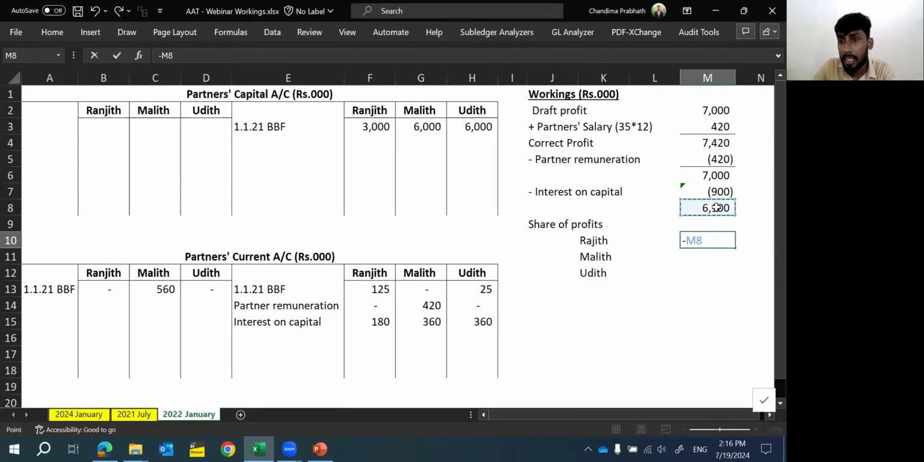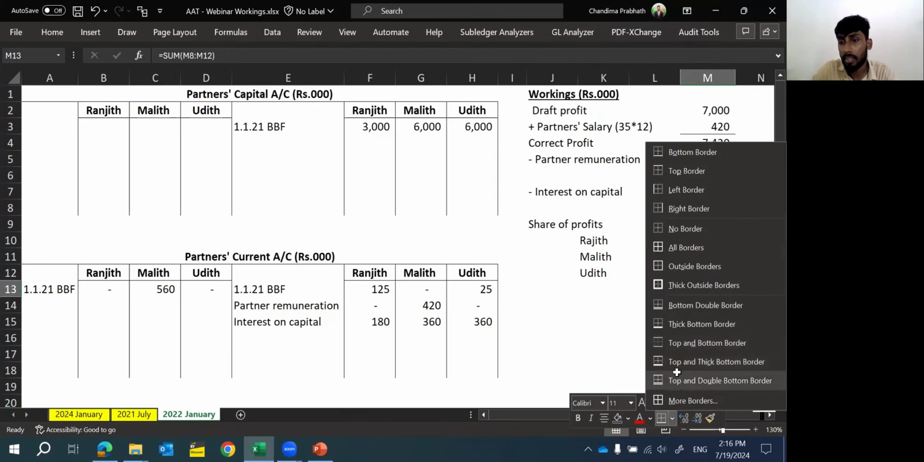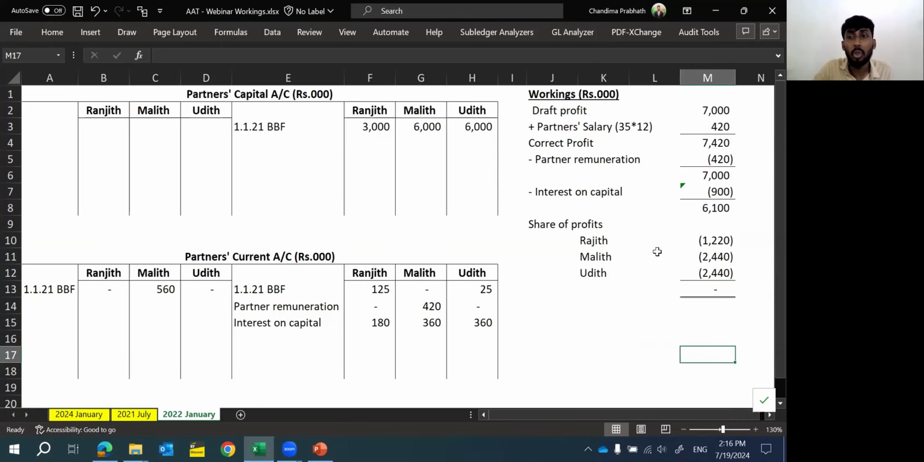So how to do that? 6,100 divided by 5 multiplied by 1 for Rajit. Then 6,100 divided by 5 multiplied by 2 for Malik, and the same for Udit also. 1 to 2, that's the ratio. Okay, that's how it goes.